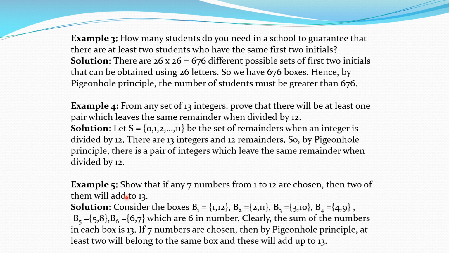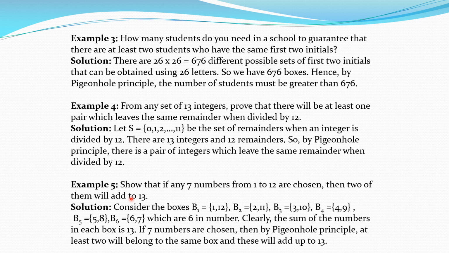Now next example: show that if any 7 numbers from 1 to 12 are chosen, then 2 of them will add to 13. Here we are continuously taking numbers from 1 to 12, that is 1, 2, 3, 4, 5, 6, 7, 8, 9, 10, 11, 12. From these numbers, you have to select any 7 numbers, but by randomly selecting any 7 numbers each time we definitely get one pair whose addition is equal to 13.